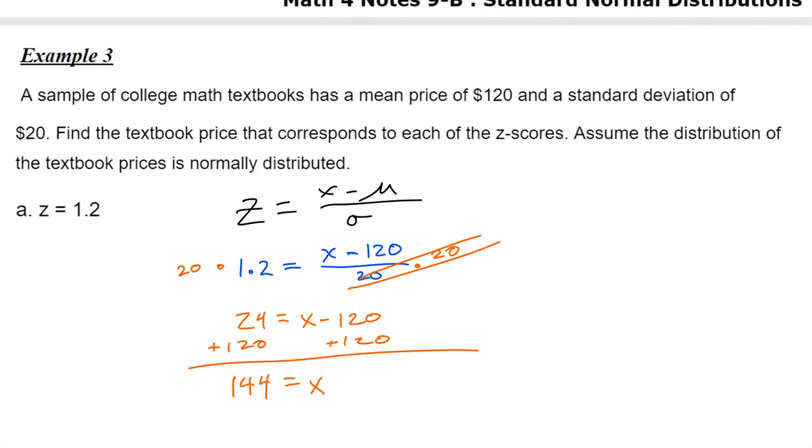Now think about this. The mean is at 120. A standard deviation above is going to be 140. That's 1 standard deviation above, and 1.2 standard deviations is 144. Yeah, that kind of makes sense. Sometimes it's not a bad idea to go back and check your work that way and ask, does this answer make sense with what I know about standard deviations?